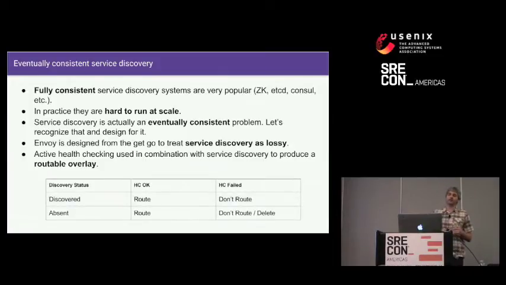And if you look at this matrix, what's really important here is we trust the active health checking data more than the service discovery service data. That ends up being critical because, again, we just assume that that service discovery service, which could be implemented on top of something like Dynamo or even something fully lossy like Redis, can go away at any time.